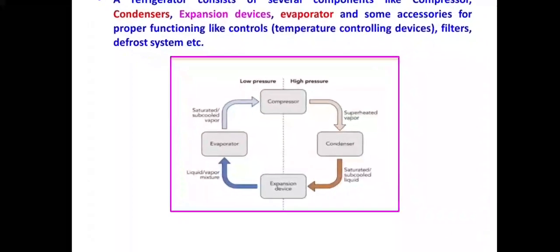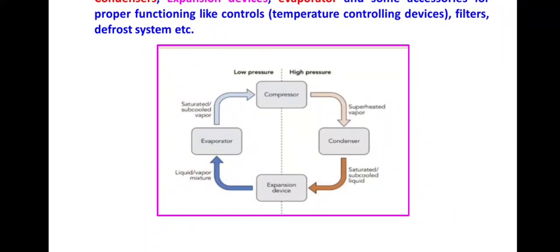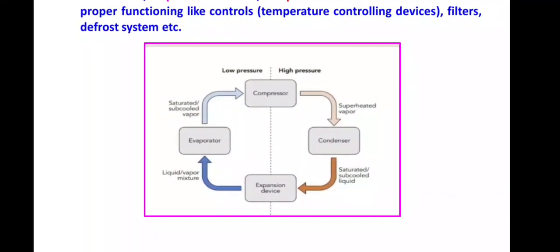Now this is how the cycle takes place. Look at this another schematic diagram. The high pressure side is the condenser side, and the low pressure side is the evaporator side. From the compressor, the superheated vapor is supplied to the condenser. The condensation process takes place. The vapor is converted into saturated liquid, or maybe subcooled liquid, that is supplied to the expansion device. In the expansion device, the pressure is reduced, and this low pressure liquid refrigerant, which may contain some vapor mixture, is supplied to the evaporator. In the evaporator, evaporation takes place.